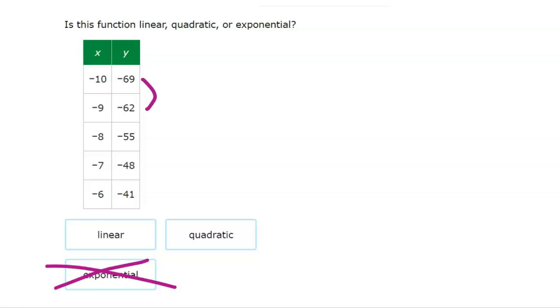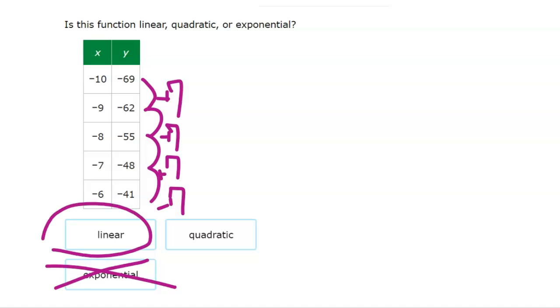Let's see what we are going down by or up by, right? Because it's getting bigger, so I go up by 7. I go up by 7. I go up by 7. I go up by 7. And we're adding. So if I'm going up by the same amount each time, it's linear. And that's going to be the first difference is the same.